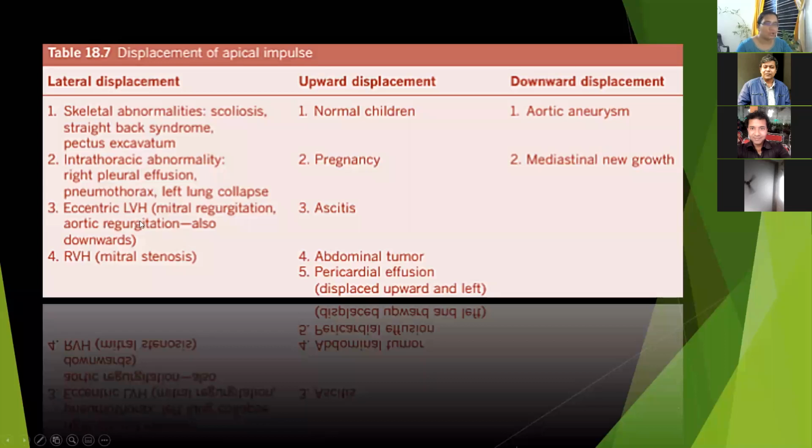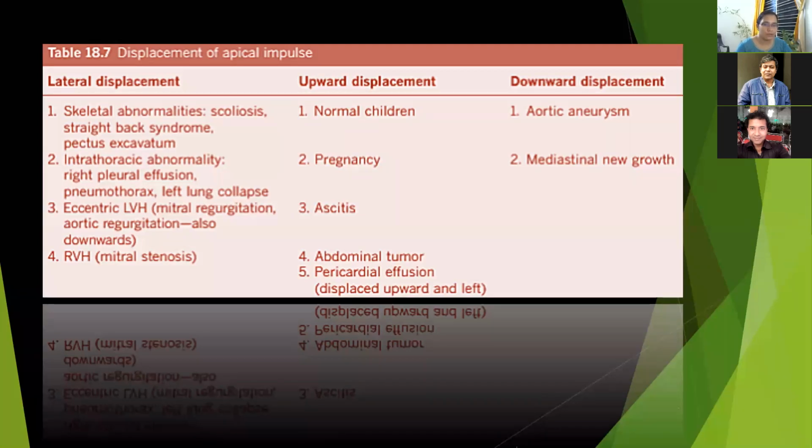Eccentric left ventricular hypertrophy. What is the meaning of eccentric? The heart is dilated as well as the wall is thickened. So this condition occurs in volume overload conditions. What are the volume overload conditions? Mitral regurgitation and aortic regurgitation. In these cases also, the apex will go downwards.